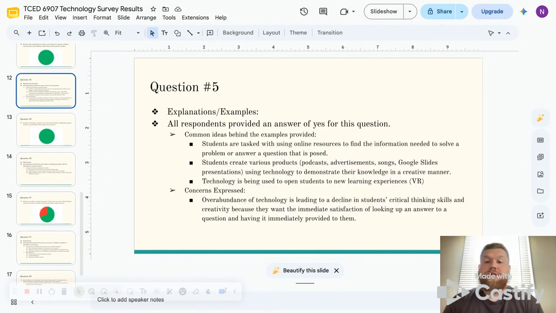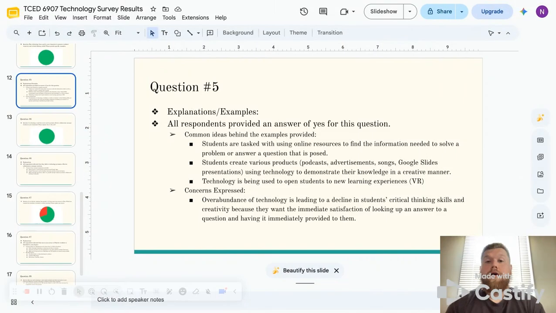Now we are going to look at some of the common examples that were provided. First of all, students are tasked with using online resources to find the information needed to solve a problem or answer a question that is posed. Students create various products using the technology, kind of building off of the last question that we discussed, whether that product is podcasts, advertisements, songs, or Google Slide presentations. They're creating those products to demonstrate their knowledge in a creative manner. Technology is also being used to open students to new learning experiences, redefining the learning in the classroom through things like VR.